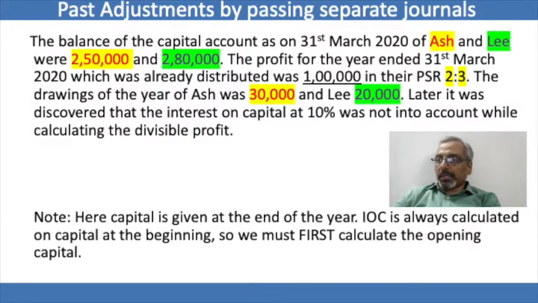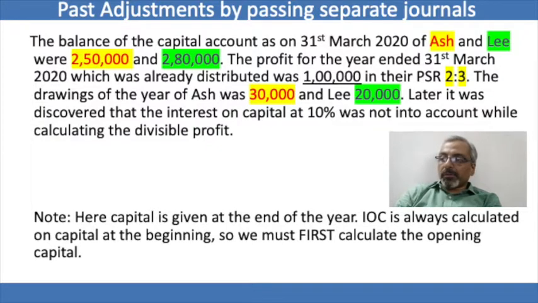The question says, the balance of the capital account on 31st March 2020 of Ash and Lee was 2,50,000 and 2,80,000. Up till now, in whichever sums we have done, the capital has been given at the beginning of the year, on 1st April 2019. But here the capital has been given on 31st March 2020. That means it is the year end. The profit for the year ended 31st March 2020, which was already distributed, was 1 lakh in 2:3. That is the PSR which is given. The drawings of the year of Ash were 30,000 and Lee 20,000.